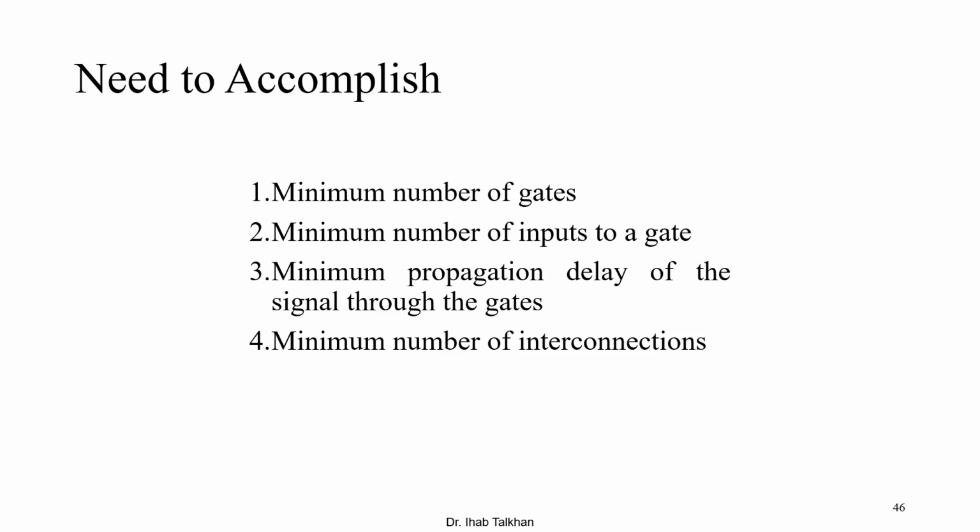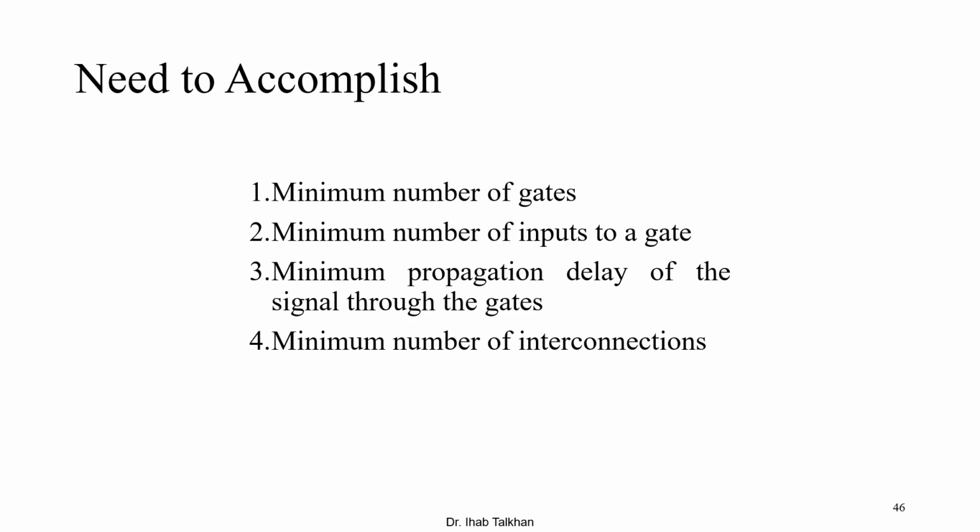Now we need to say what we need to accomplish. When I evaluate your design, whether in exams or quizzes, we need to accomplish a minimum number of gates and a minimum number of inputs to a gate. We need to minimize the propagation delay of the signals through the gates, meaning the propagation from input to output. And we need a minimum number of interconnections in order to avoid wiring and so on. These are the four important points you need to accomplish when you design any digital circuit.